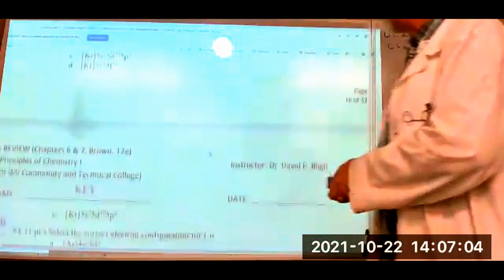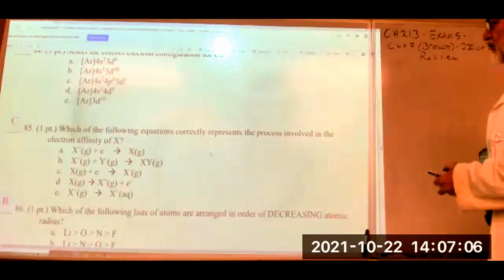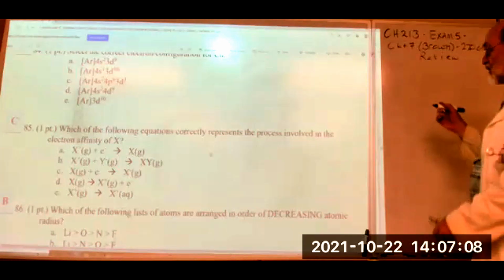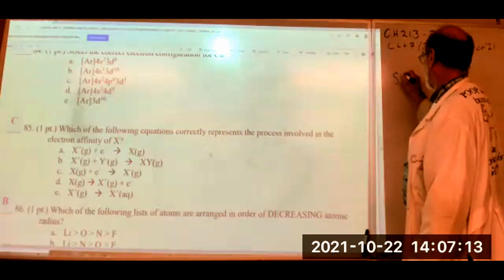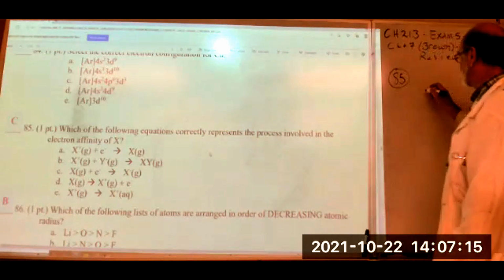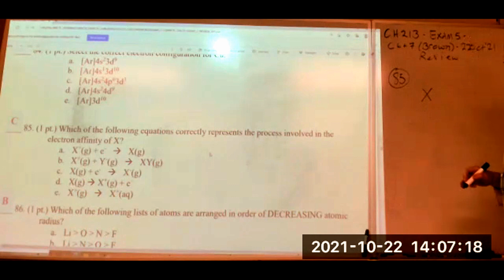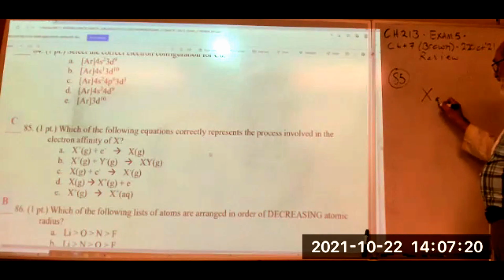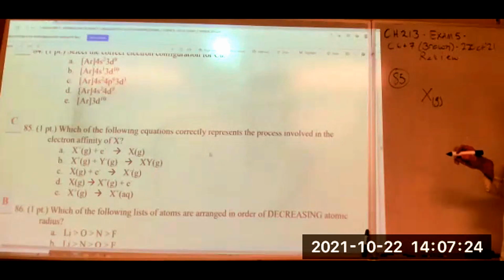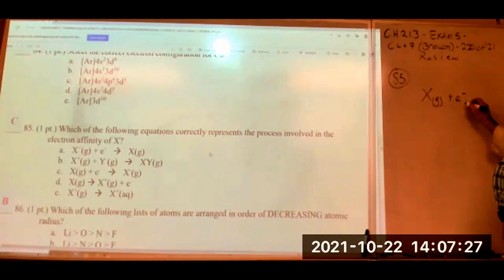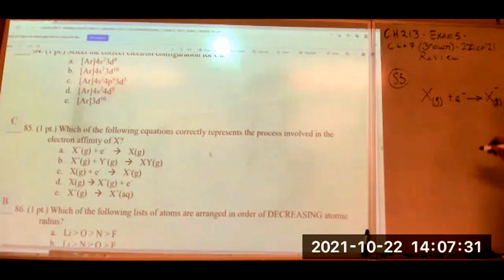82, '85. Which of the following equations correctly represents the process involved in the electron affinity of X? Right? Electron affinity. So we got our X, has to be a gas. And electron affinity means we're going to add an electron to it. And what does that give us? That gives X minus gas. Okay, so that's the one we're looking for.